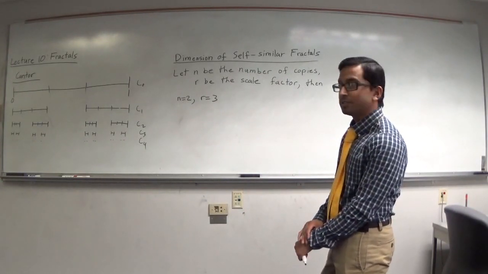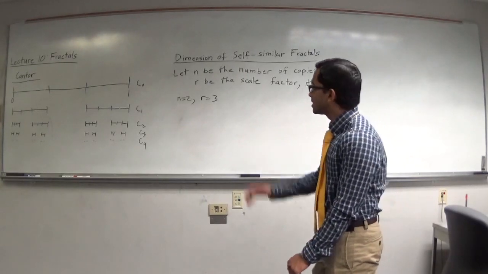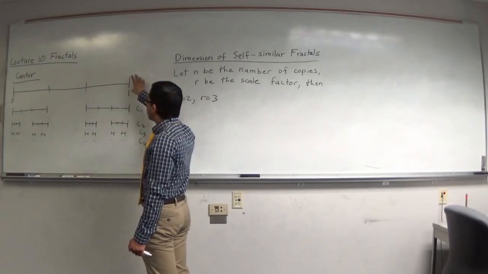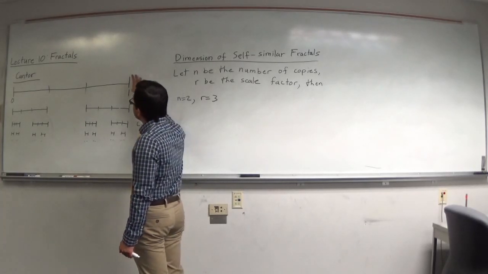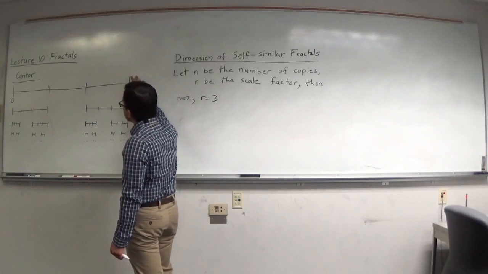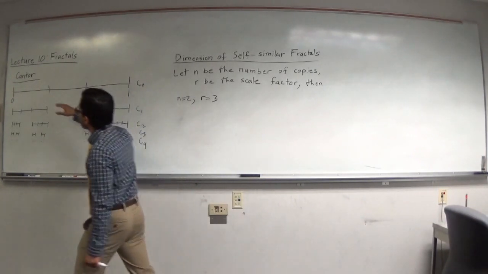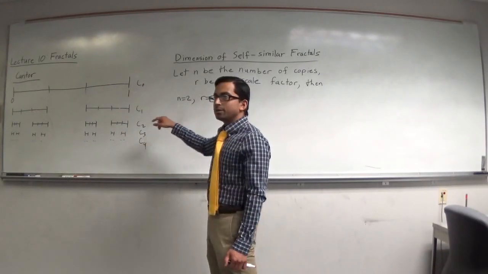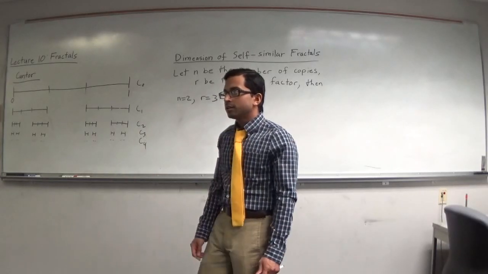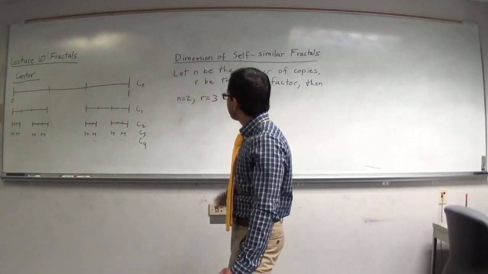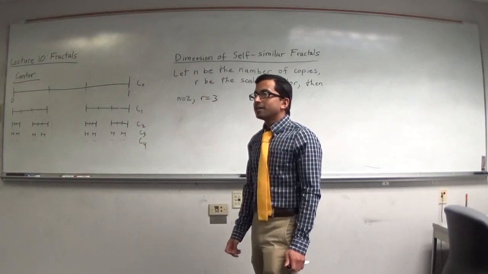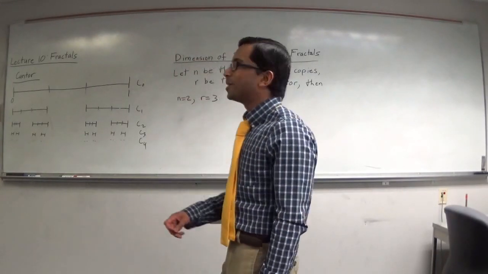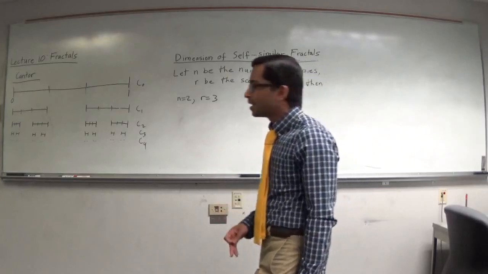Or a useful relation between n and r? So let's take a line. We know a line is one-dimensional, so let's just copy the unit interval. How many copies do we make if we just copy the unit interval? One. And how much are we scaling it down by? One, right? It's scaled down by 1 because it doesn't scale at all.